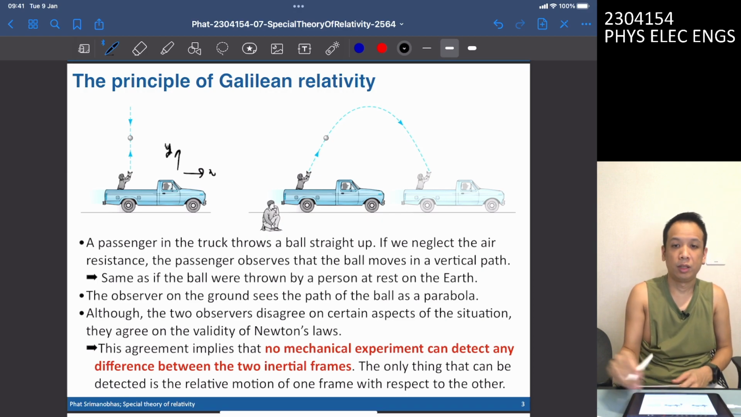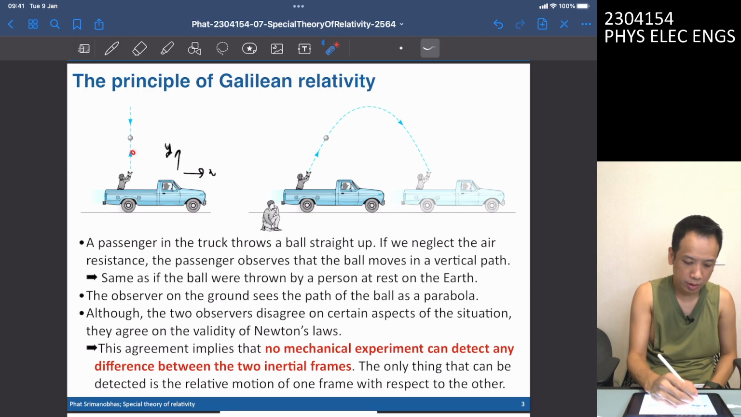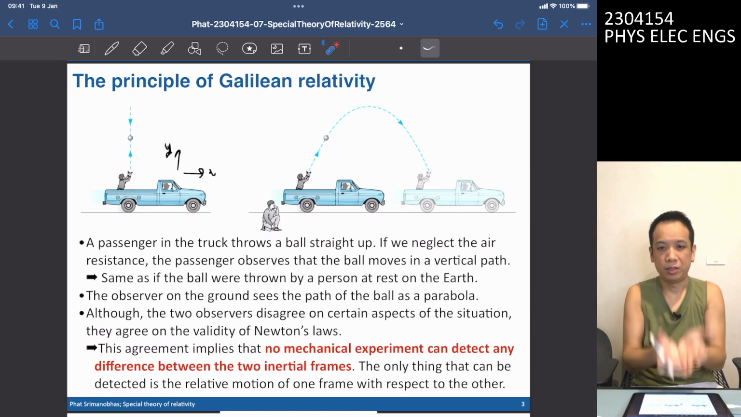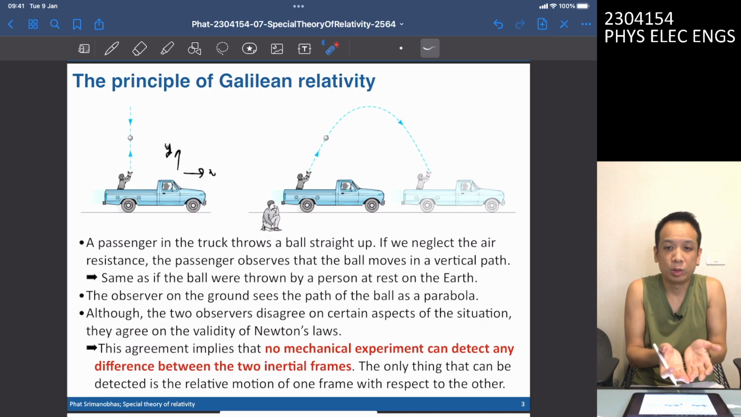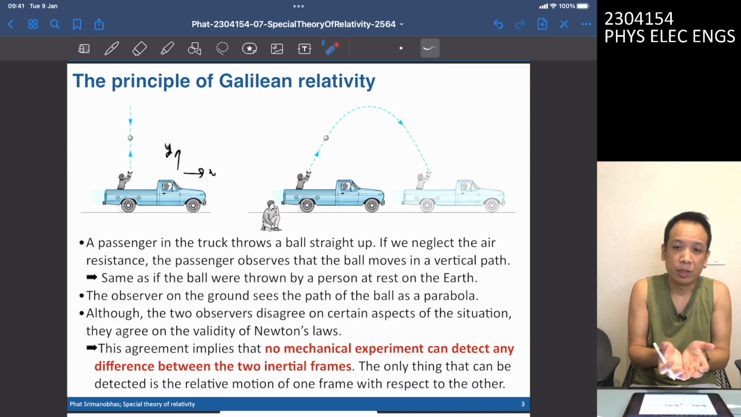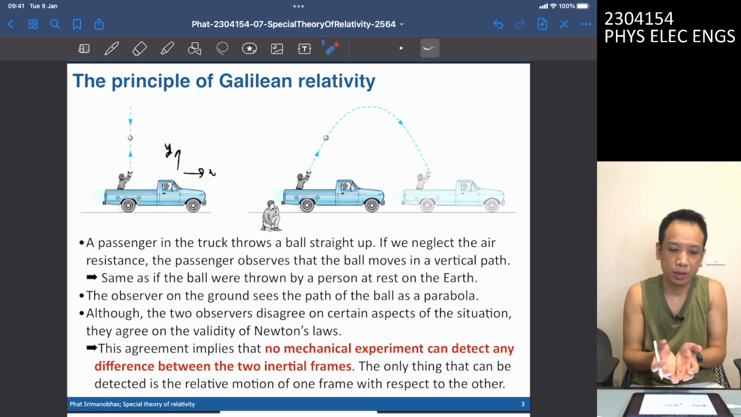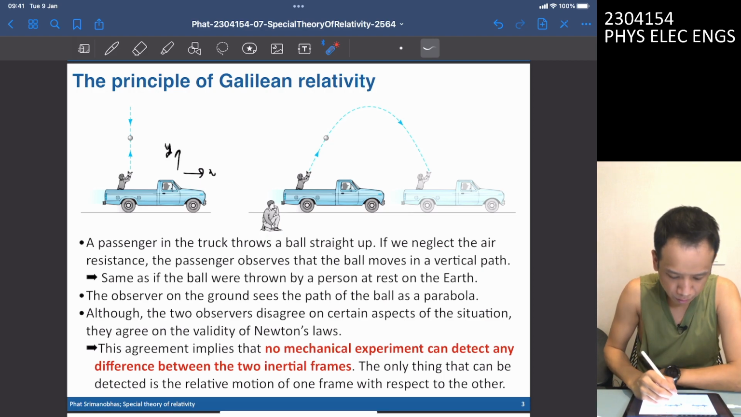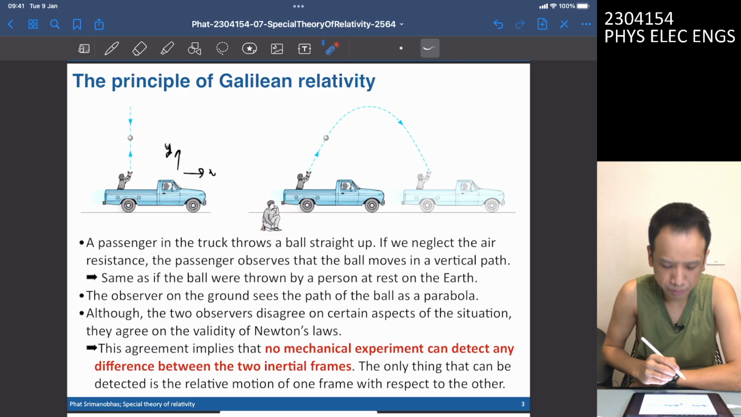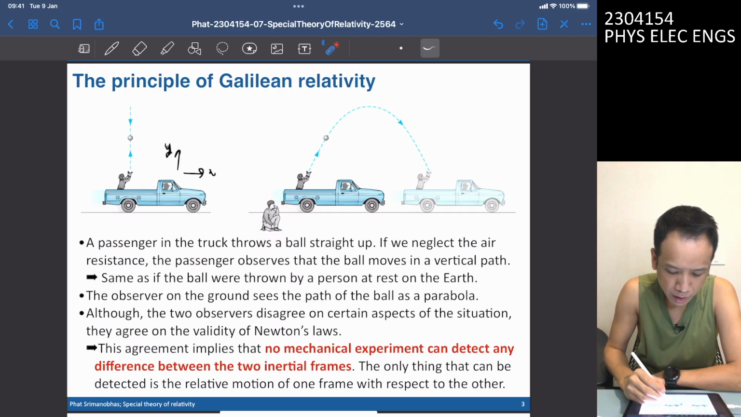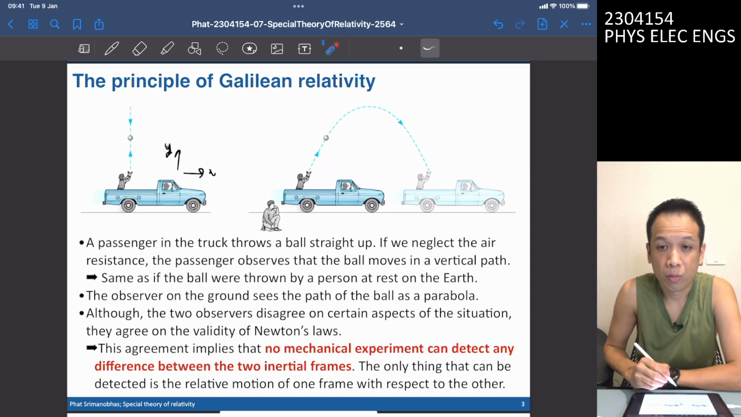So for these persons, you see that the ball goes up and then falls down. It's a straight motion under gravity, so it goes up to the highest point and then starts to fall down because of gravity. But for the people sitting outside, he will see that the ball has a component in x.